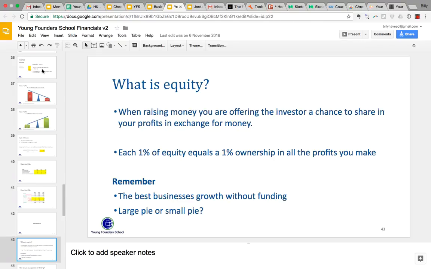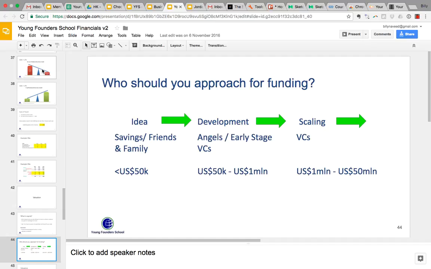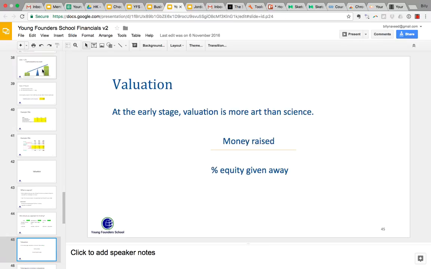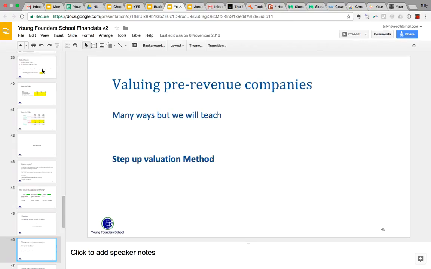In terms of valuation, we go through and tell them about when they're raising money, what exactly equity means, what types of investors they should approach at different stages, and how you calculate the valuation. At YFS, we teach the step-up valuation method, which you may or may not have seen. It's just a simple way of valuing a company rather than trying to get the kids to do a DCF or anything too complicated.